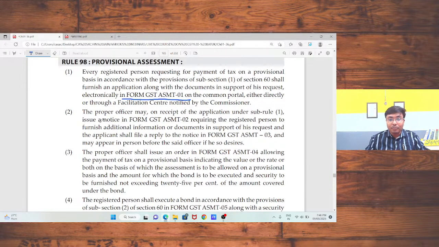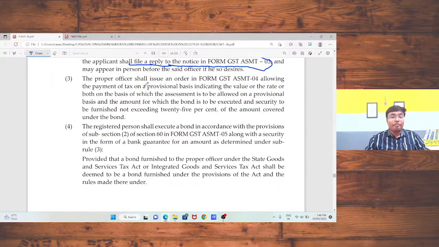for filing the application for provisional assessment. Okay, sir. Now departmental authority will issue a notice in form ASMT 2 if departmental authority requires certain further information for deciding the provisional assessment. Okay, and I need to file a reply with the required documents in form GST ASMT 03. Okay, sir. And departmental authority will issue the provisional assessment order in form GST ASMT 04.